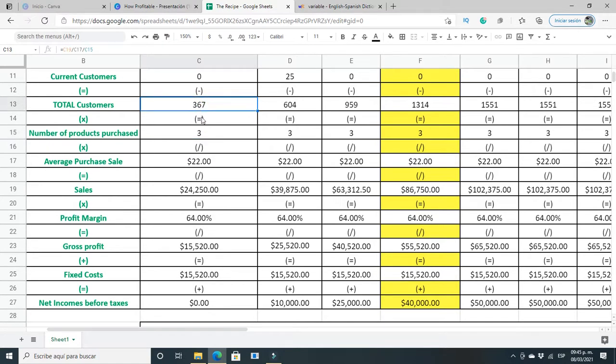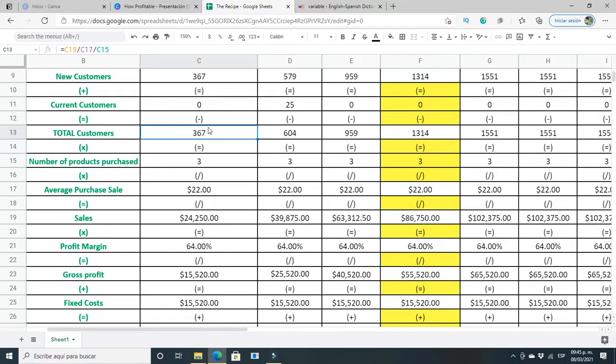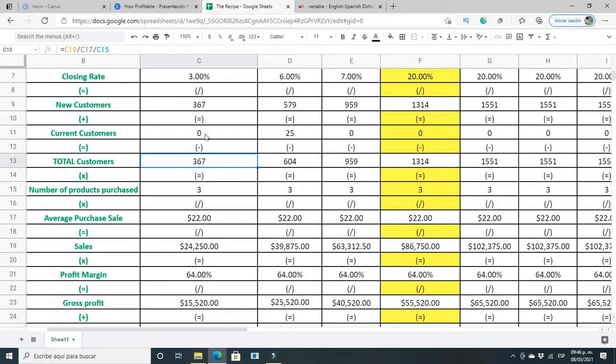Then we're going to calculate the total customers that we need to target this number, and we need 367 customers. And we can calculate this by the division of sales divided by the average purchase sales and divided by the number of products, and we obtain the total customers. Now we have the total customers, and it comes the part of the advertisement, because, well, as it's the month 0, we don't have any customer, so we're going to have to create the new customers.